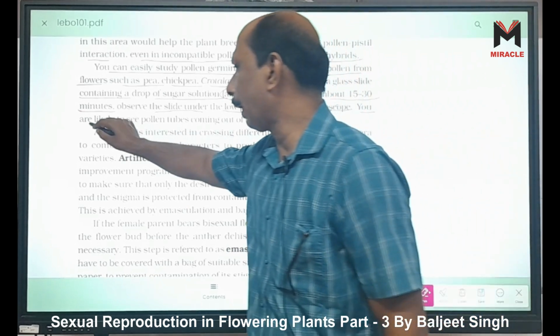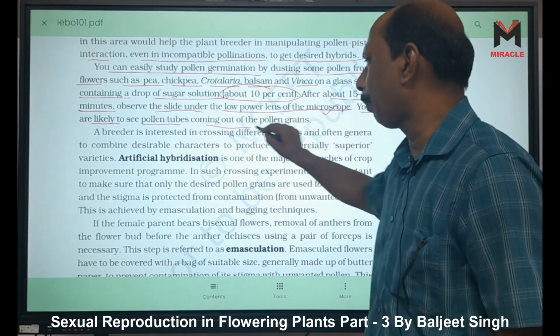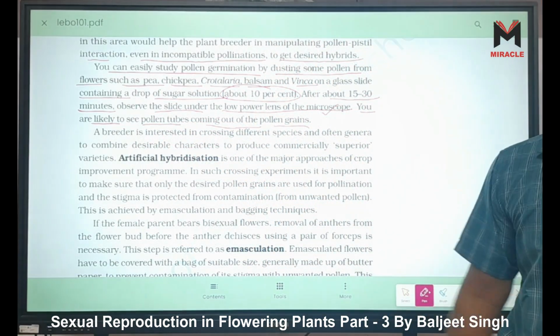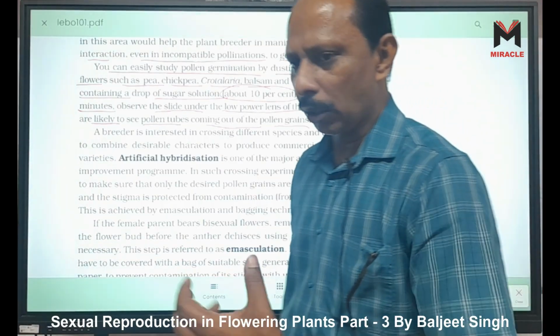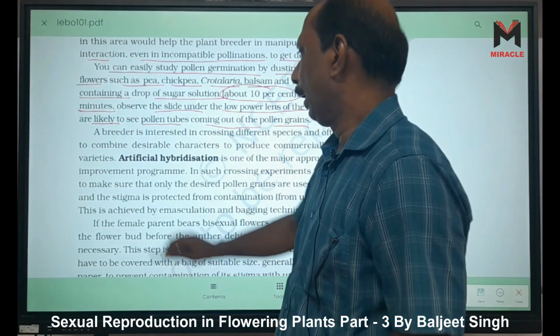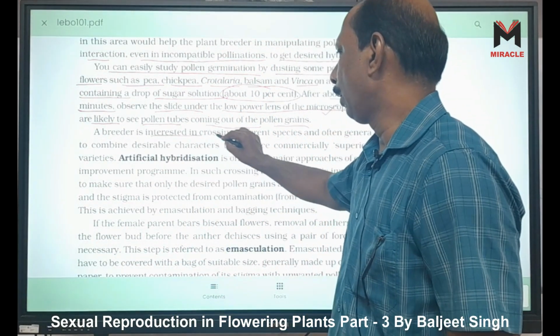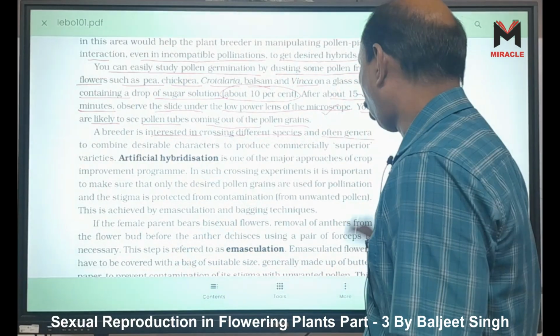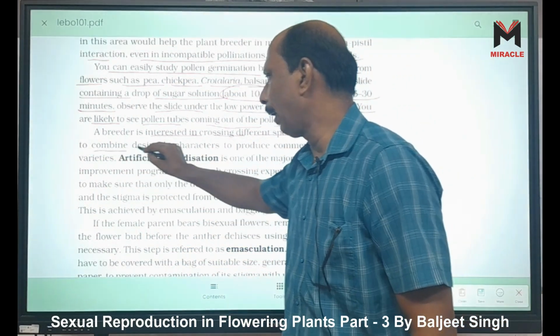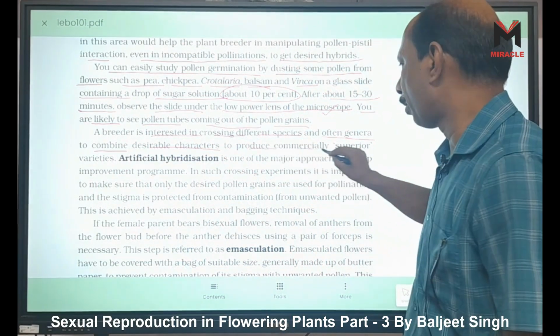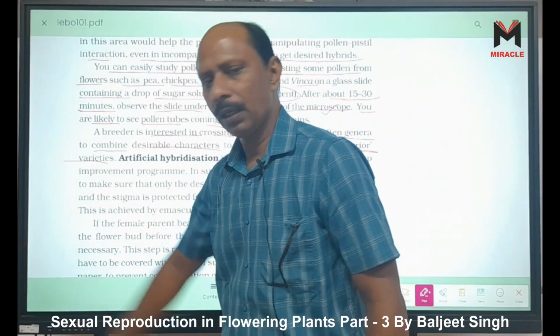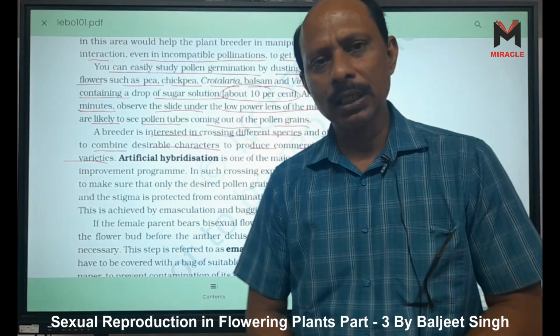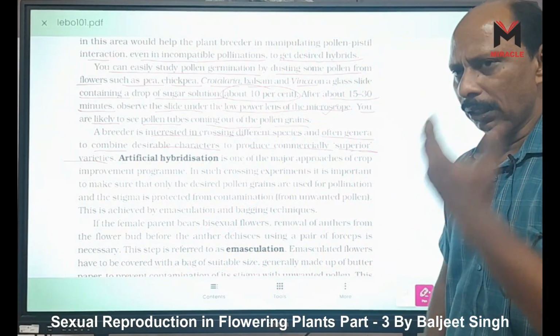We are likely to see the pollen tube coming out of the pollen grain. They absorb this sugar solution and develop. A breeder is interested in crossing different species or often genera to combine desirable characters to produce commercially superior varieties. That is artificial hybridization. Already we will read this one next chapter.